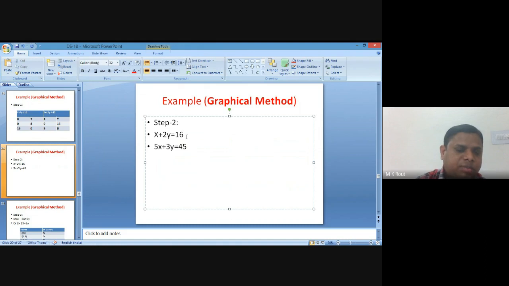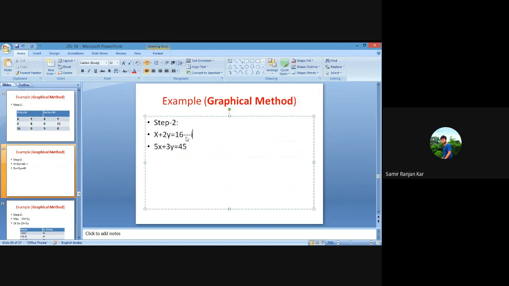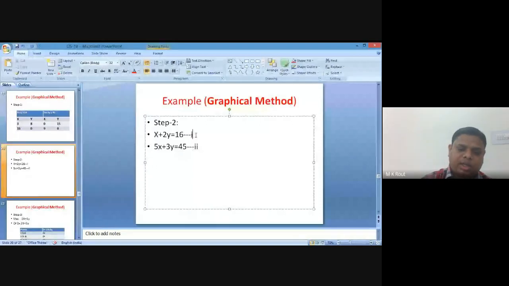So how much do I multiply to get the value of x and y here in the first equation? 5. Yes, 5. I multiply here by 5.